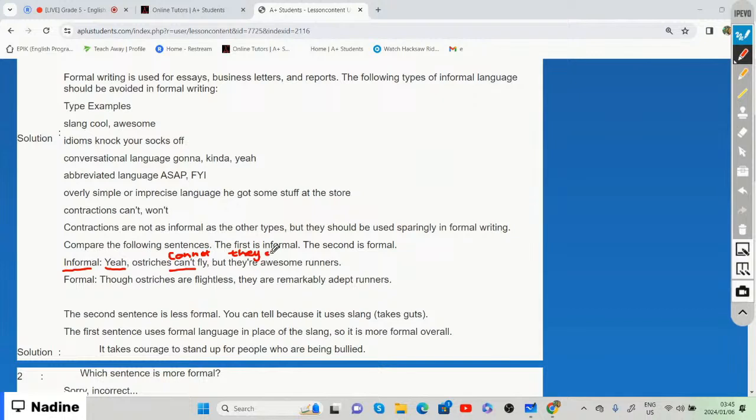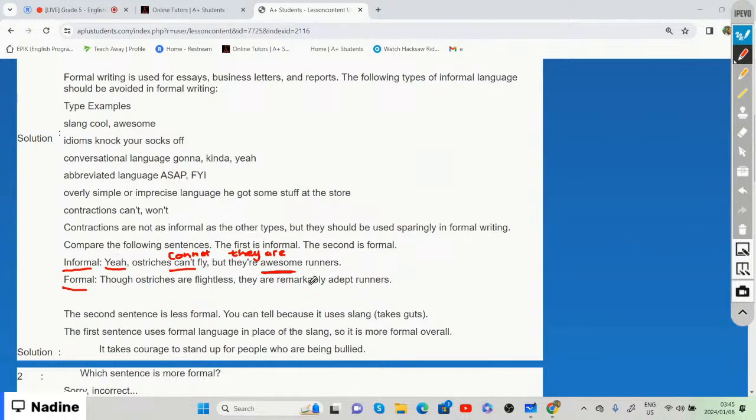But they are awesome runners, right? They are needs to be in full. Try to avoid awesome, right? Come up with another synonym for the word awesome. So then if you look at the way you can write it formally, right? It's: though ostriches are flightless, they are remarkably adept runners. You don't have to come up with these big words now, right? But just try to avoid words like contractions and your conversational language when writing formal letters, right?